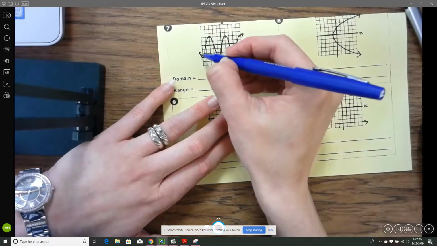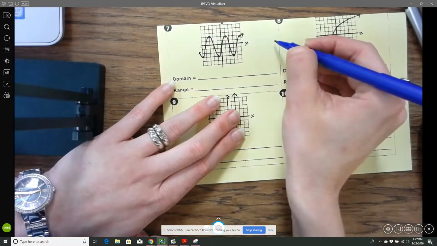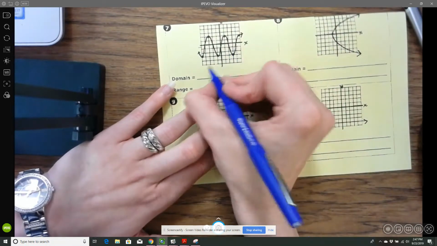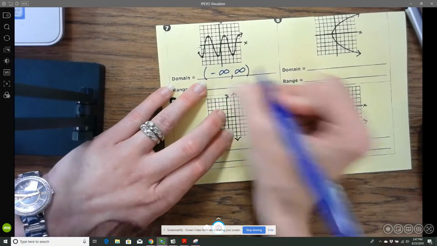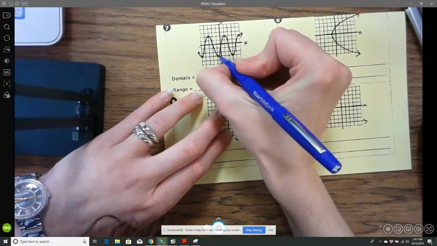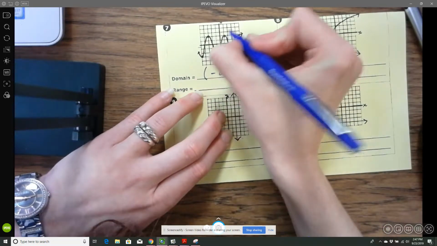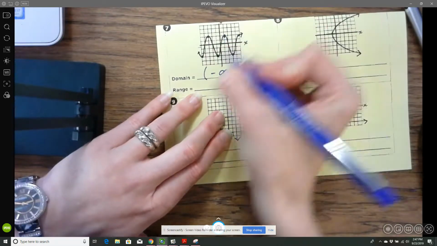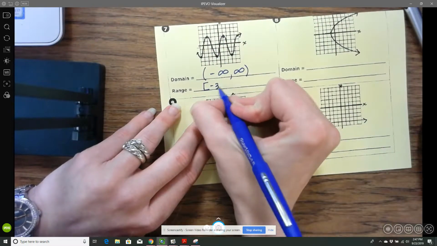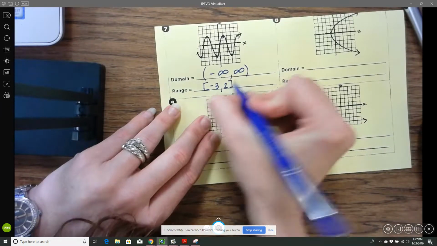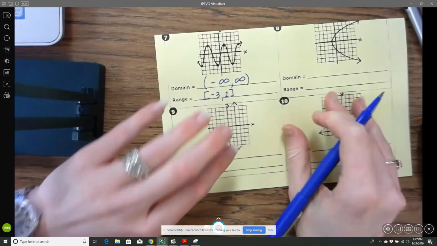All right, so again, my domain, as I go from left to right, you can see that this graph is going to continue. So -infinity to positive infinity. But you can see here that there's a low point with the y's and a high point with the y's. So my range is going to be -3 to +2.